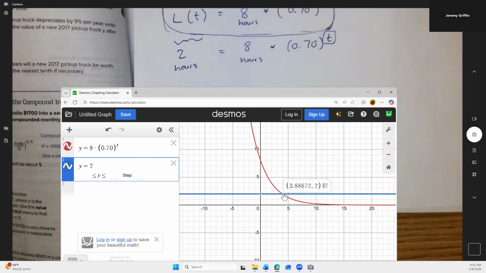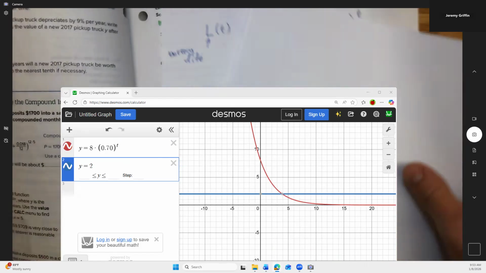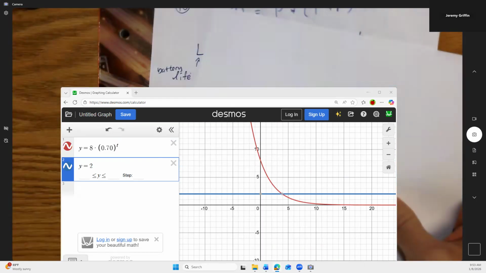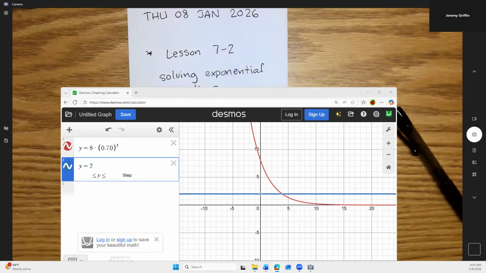You see where these curves intersect? See, 3.89 years. So there you go, that's the answer. After 3.89 years, the lifespan of the battery will be 2 hours before you have to recharge it. You see that? And that pretty much encapsulates any type of example they could ask in that lesson.